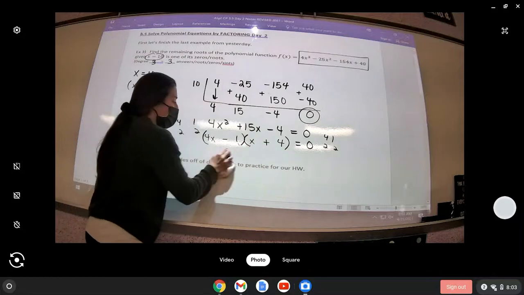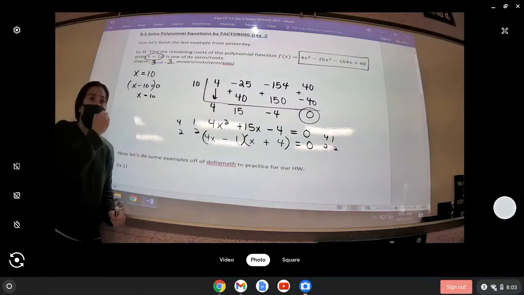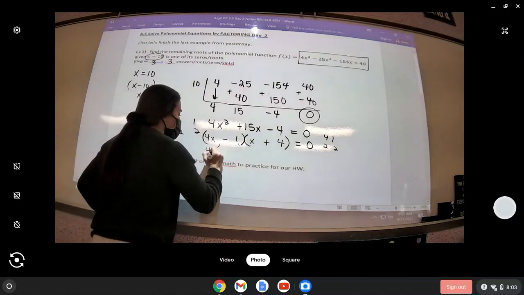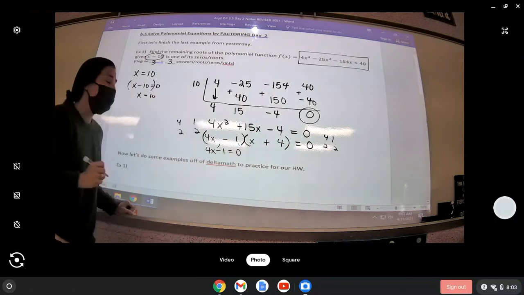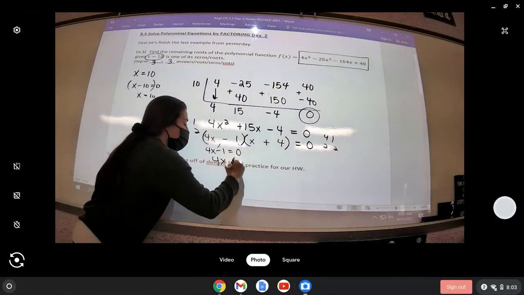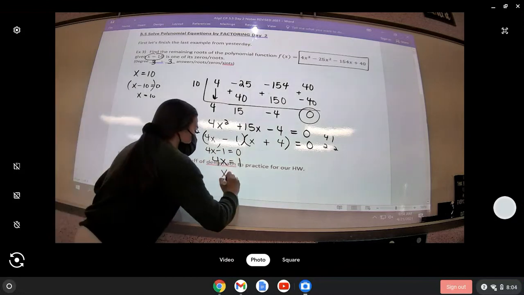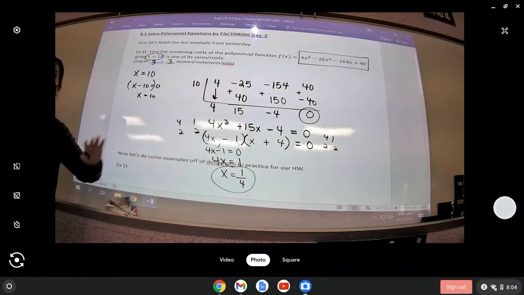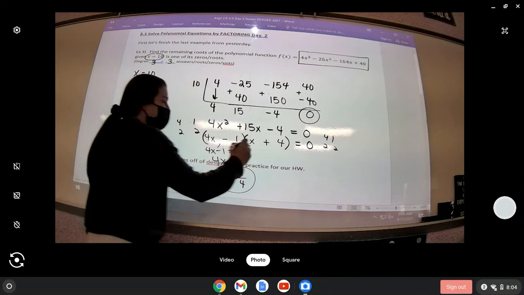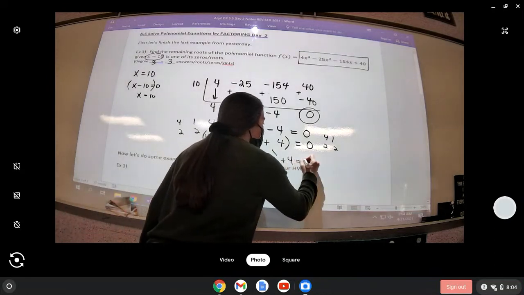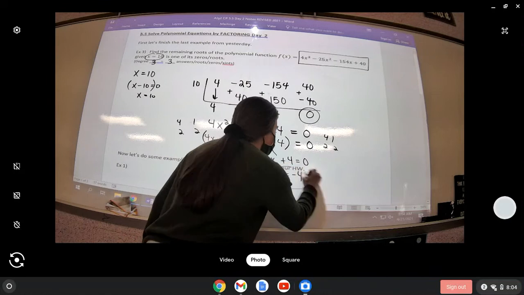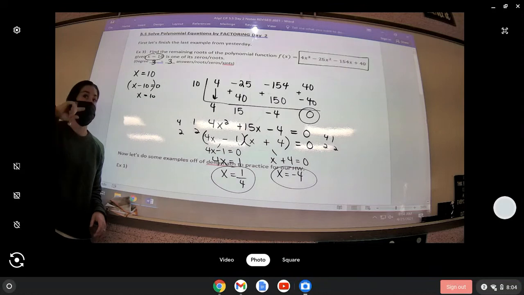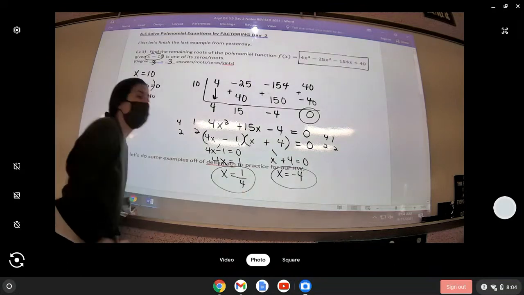All right, now to solve this quadratic, all you have to do is set these two factors equal to 0 and solve. So what's it going to take to make 4x minus 1 equal 0? Let's add the 1, and let's divide by 4. So x equals 1/4 is one of our roots, zeros, or answers. And then if I set this factor equal to 0, minus the 4, x equals -4 is our second root. So the remaining two roots, or zeros, or x-intercepts are 1/4 and -4.